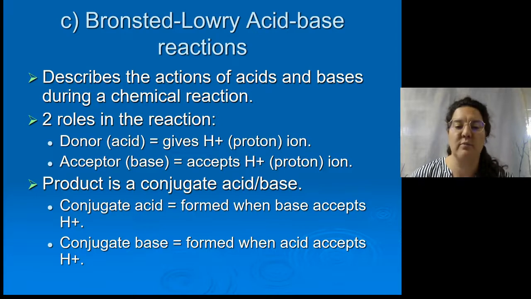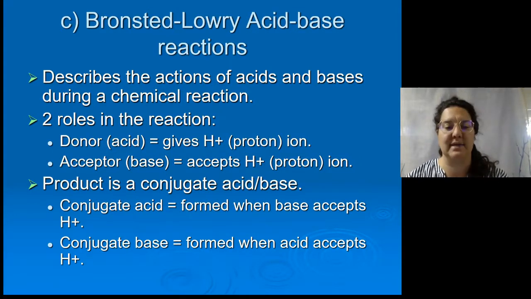So the products formed are going to be the conjugate acid, which is formed when the base accepts the hydrogen ion, and our conjugate base is going to be formed when the acid loses the hydrogen ion.